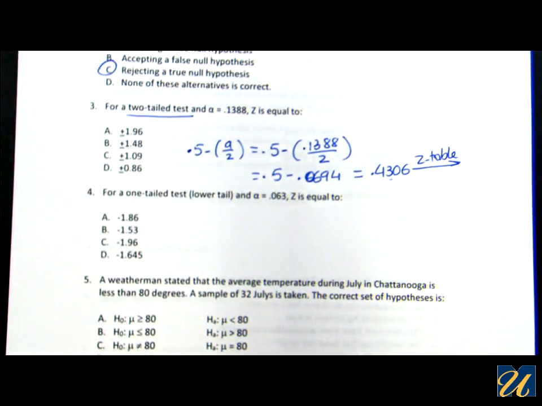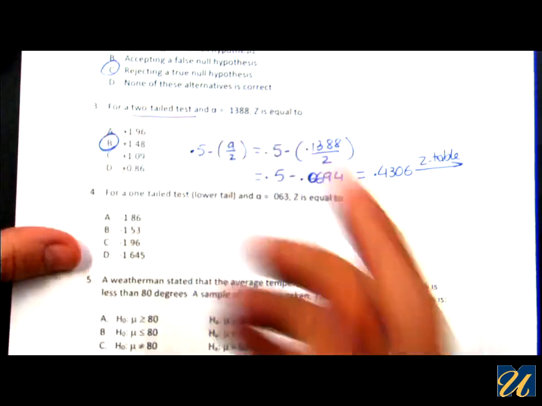Then you go to your z table and you find where the 0.4306, which value it corresponds to. So this is your probability, and you're looking for the corresponding value. In this case, you will see that it corresponds to 1.48.